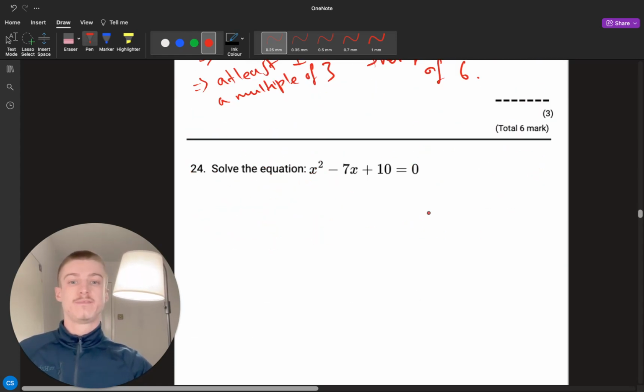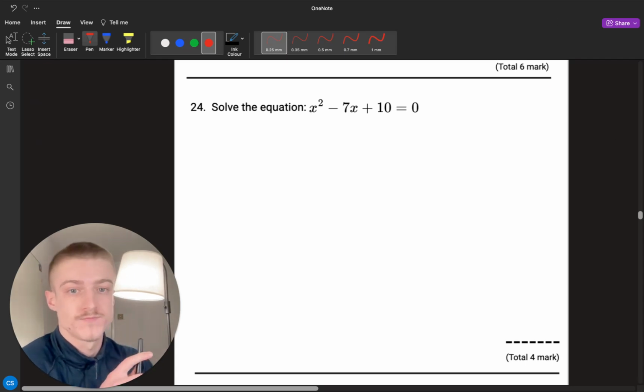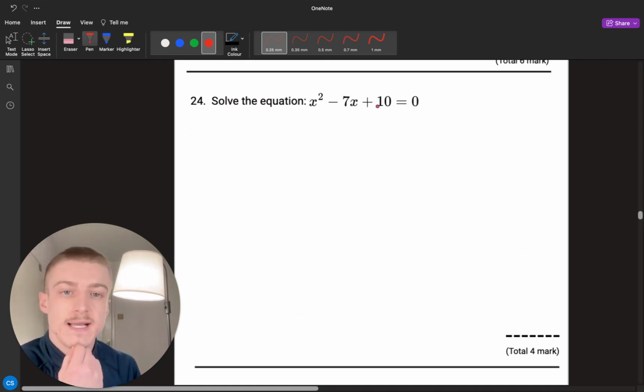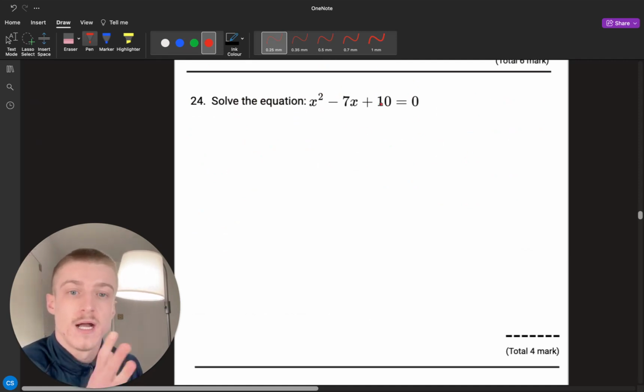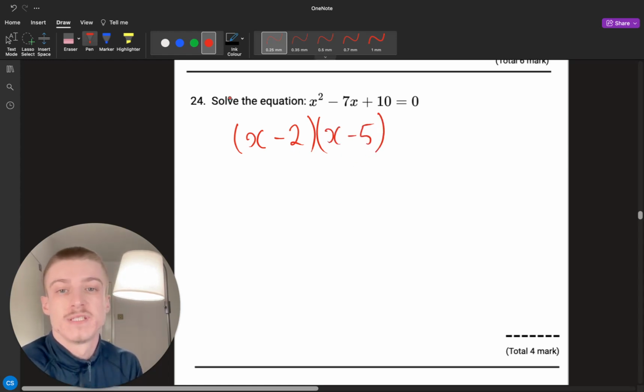Okay, question 24. Can we solve the equation x squared minus 7x plus 10 equals 0? So we need to factorize first. We need numbers that add to make minus 7 and multiply to make positive 10. Straight away, I'm going to go for x minus 2, x minus 5. 2 negatives multiplied together make a positive, so we get out a positive 10 out of that, and then we get minus 5x minus 2x, minus 7x.